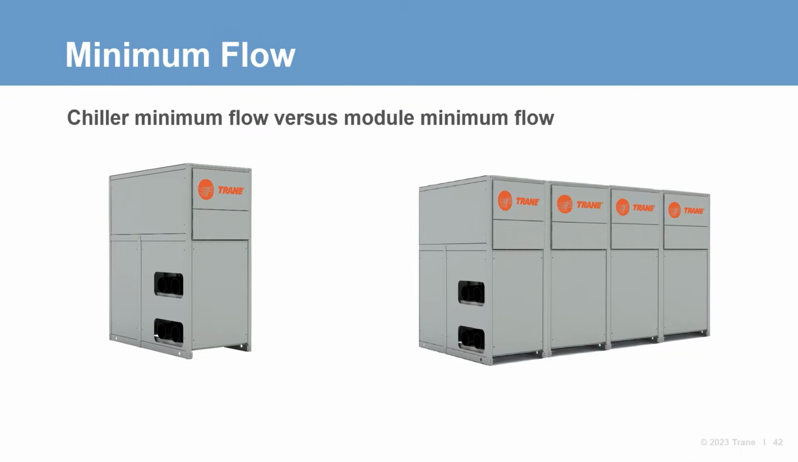Minimum flow for a module isn't as straightforward. When looking at a single module, we have to consider the design conditions. An 8-degree delta T would yield a higher flow rate compared to an 18-degree delta T, and the same module could be used in either case. Because the chiller and system are designed for a specific delta T, which corresponds to a flow rate, it is then this flow rate that is the minimum flow for the module to maintain the design delta T.